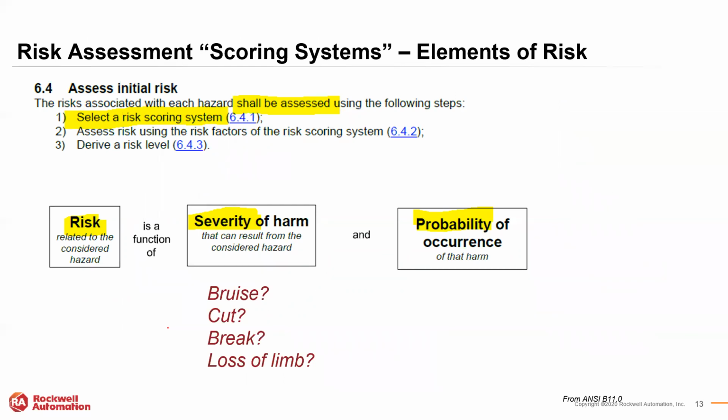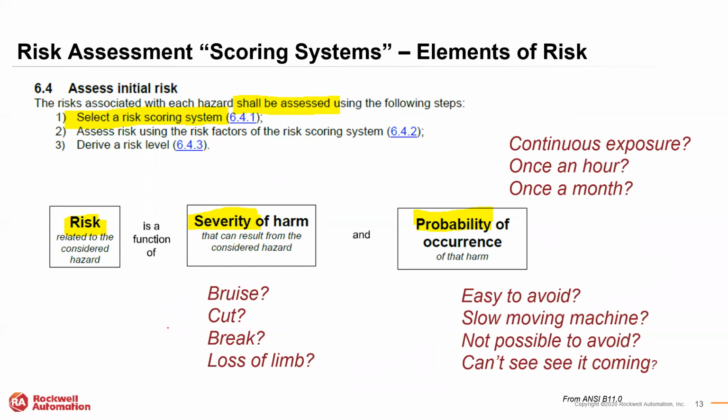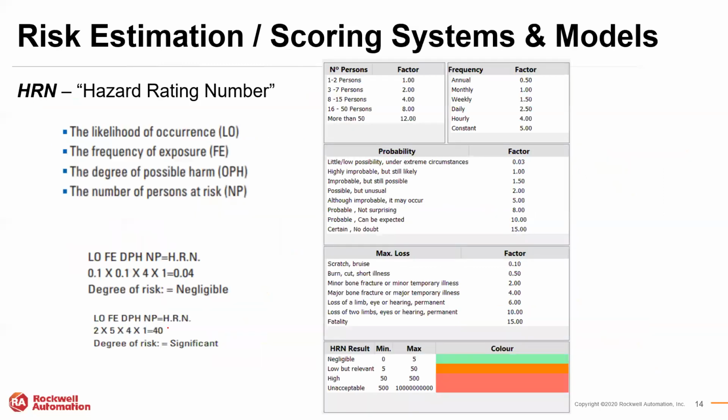And with machine safety, we're talking about things like bruising and scrapes and maybe a broken bone or a loss of limb or a digit. Those are the severity of harm that we would think about and score to. And the probability might be made up of how frequent and how long is the exposure and how easy to avoid. So a very slow moving machine might have a lower level of risk associated because it's easier for somebody to avoid the hazard. Whereas a fast moving machine would be likely a higher risk score.